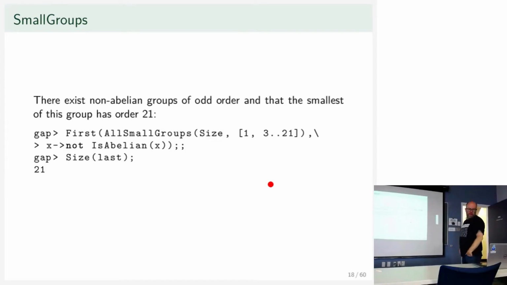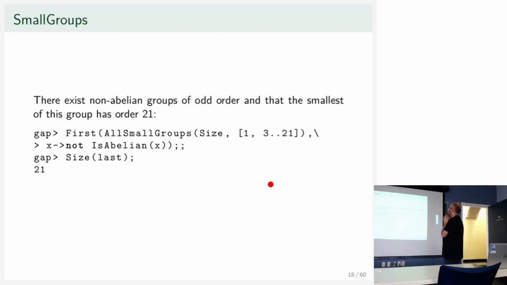For example, let's see how this works. This is a very easy exercise in group theory, right? We are going to prove that there exist non-abelian groups of odd order, and that the smallest of these groups has order 21. Okay.